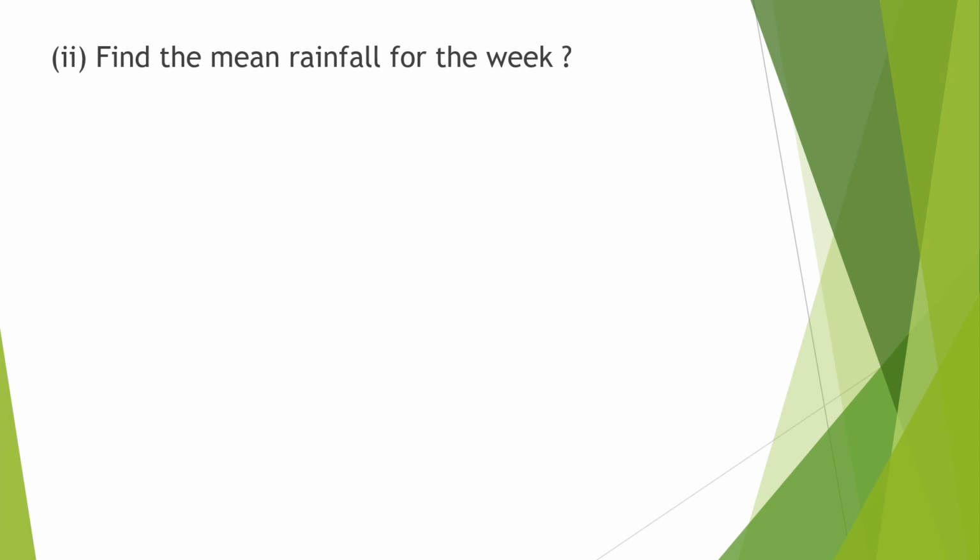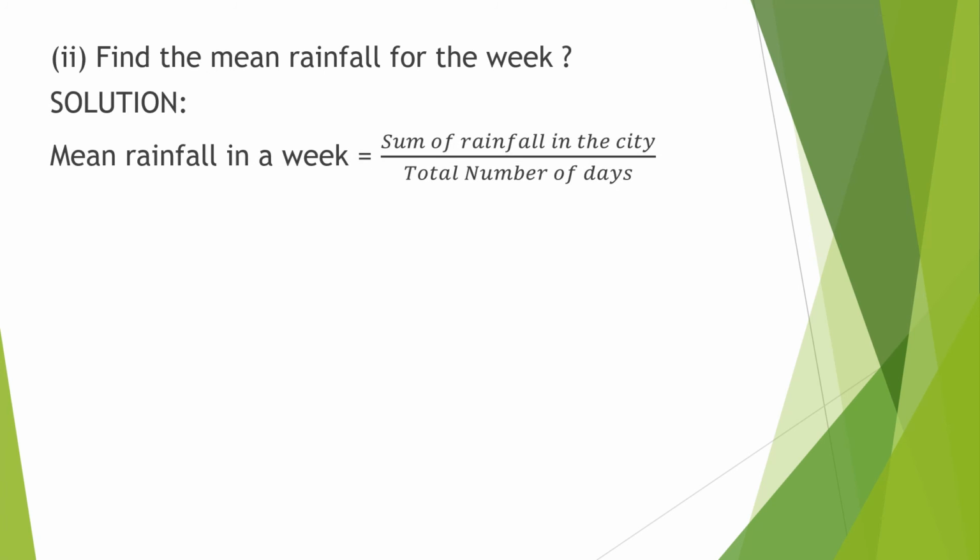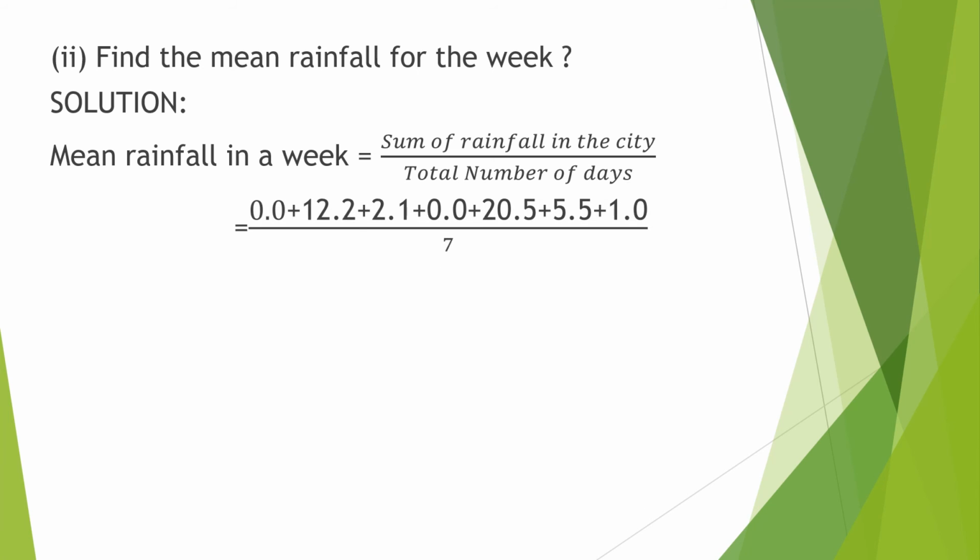Second part, find the mean rainfall for the week. So we can add all the rainfalls in these 7 days and divide by 7. So mean rainfall in a week equal to sum of rainfall in the city upon total number of days. So we divide by 7 because mean rainfall for the week is asked. So we get 41.3 upon 7, that is equal to 5.9 mm is the mean rainfall of the city.